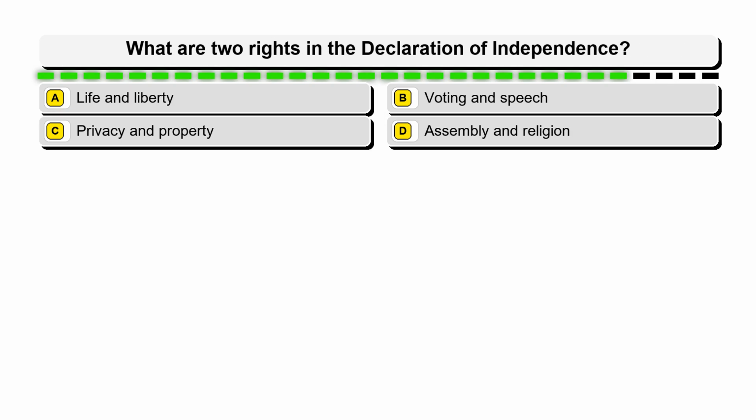Question 136. What are two rights in the Declaration of Independence? Option A, life and liberty. Option B, voting and speech. Option C, privacy and property. Option D, assembly and religion.